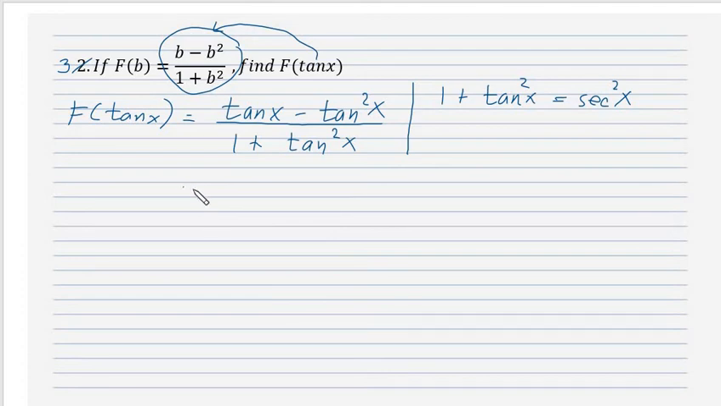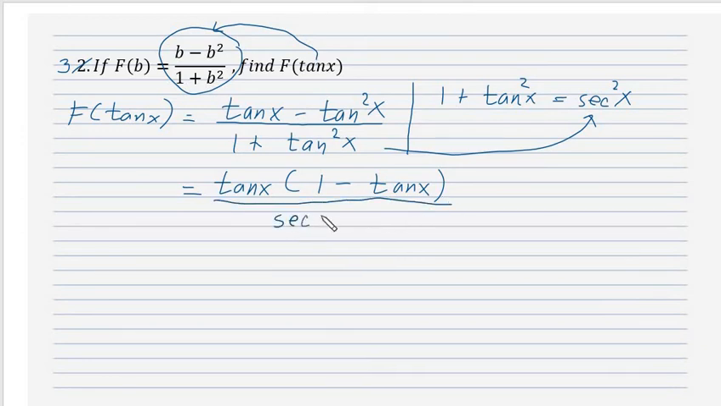So our denominator will be secant squared x. And then if we look at our numerator, we can factor out tangent. So let's go ahead and factor out tangent: tangent times the quantity 1 minus tangent, over secant squared x. So what is secant squared x? 1 over secant is actually equal to cosine. So our 1 over secant squared x, we will change that to cosine squared.